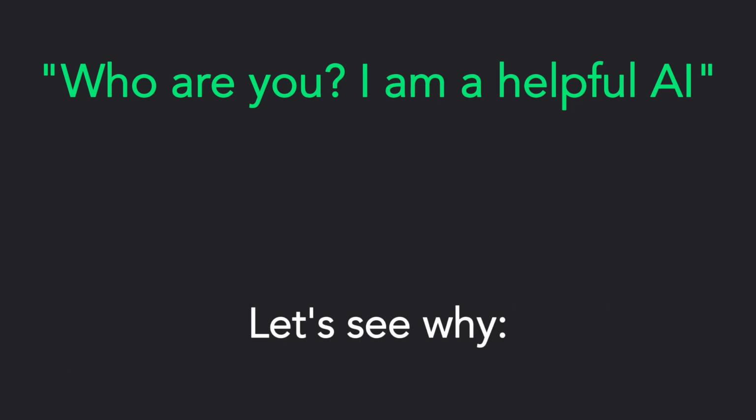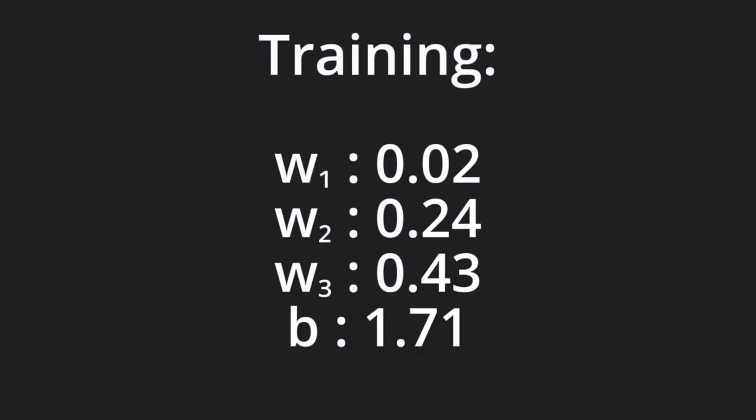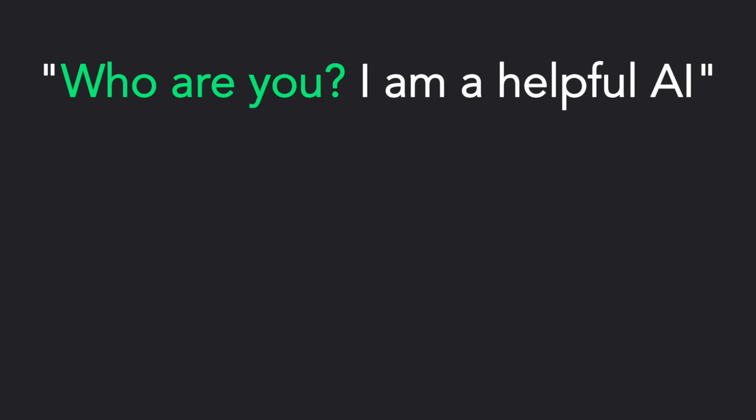Let's see why. Given the sequence who, the model learns that the word are can follow. Given the sequence who are, the model learns that the word you can follow. Given the sequence who are you, the model learns that a question mark can follow, and so on. Once training is complete, the model has learned to respond to the question, "Who are you?" with the response, "I am a helpful AI."